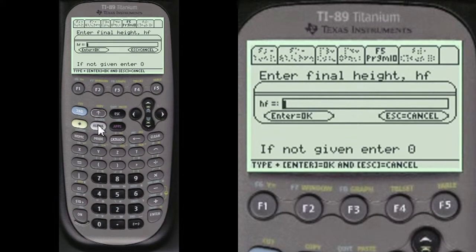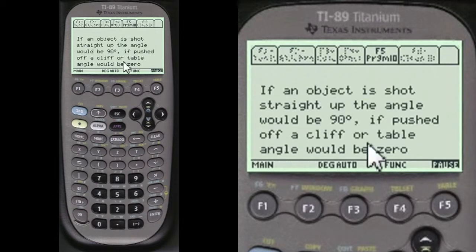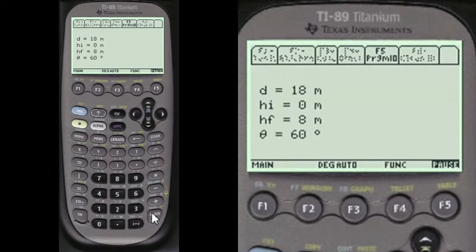Okay. Alpha for the final height is, they give it as 0.8 meters. If an object is shot straight up, the angle would be 90 degrees; if pushed off a cliff, theta would be 0. So keep that in mind when you enter angles. In this case, they give you alpha 60 for the degrees. So I always show you what you've entered. You can check it and change it if it's not right.